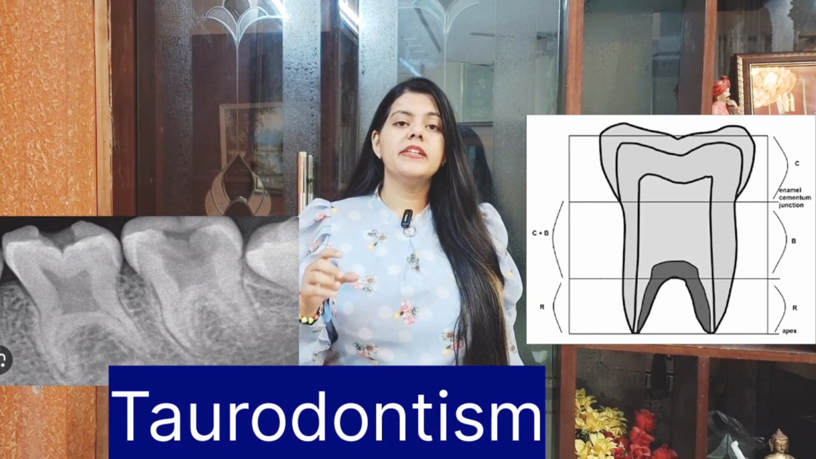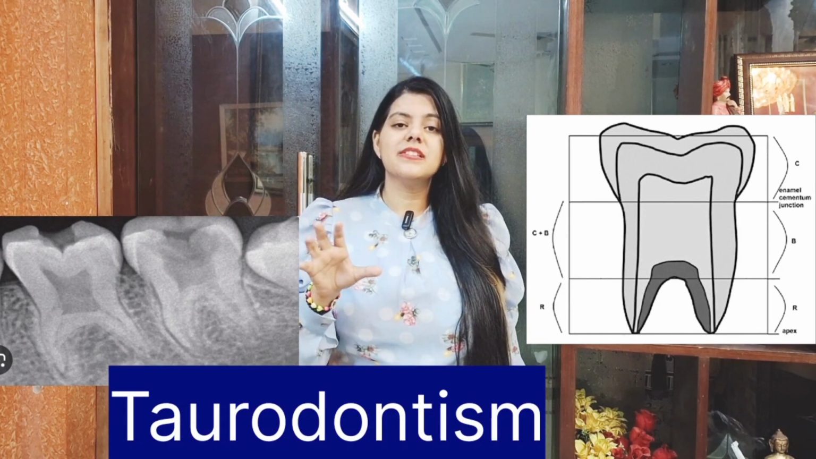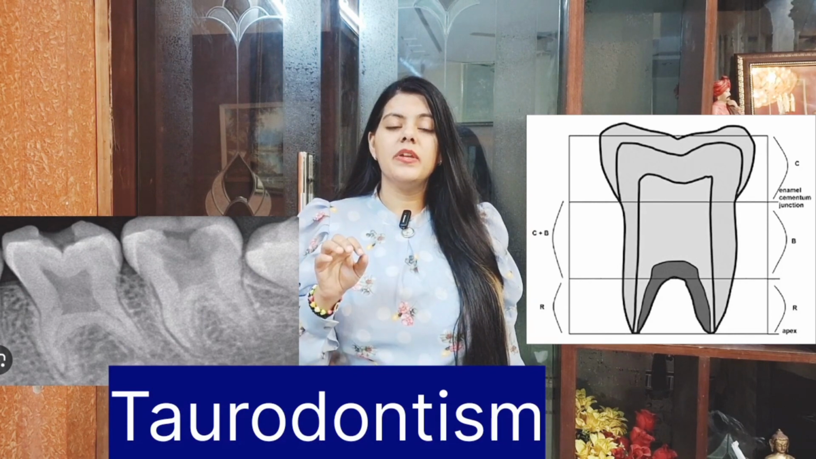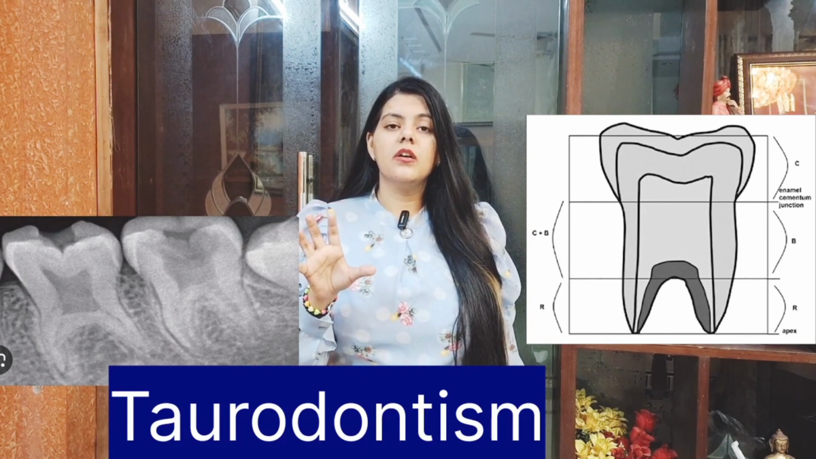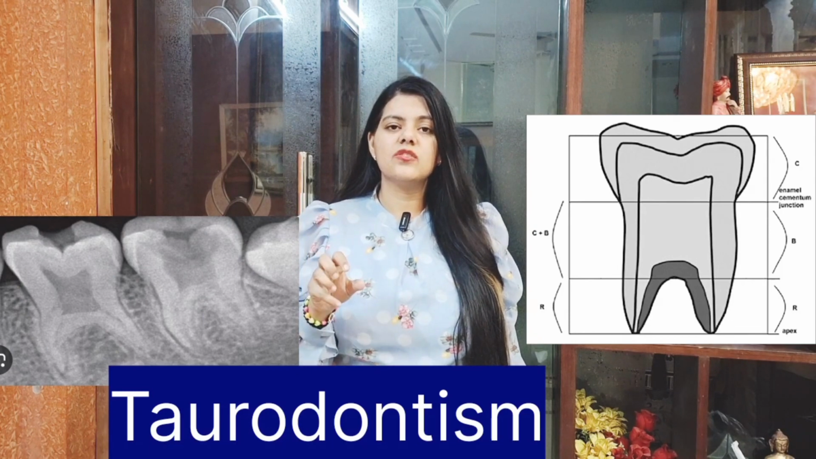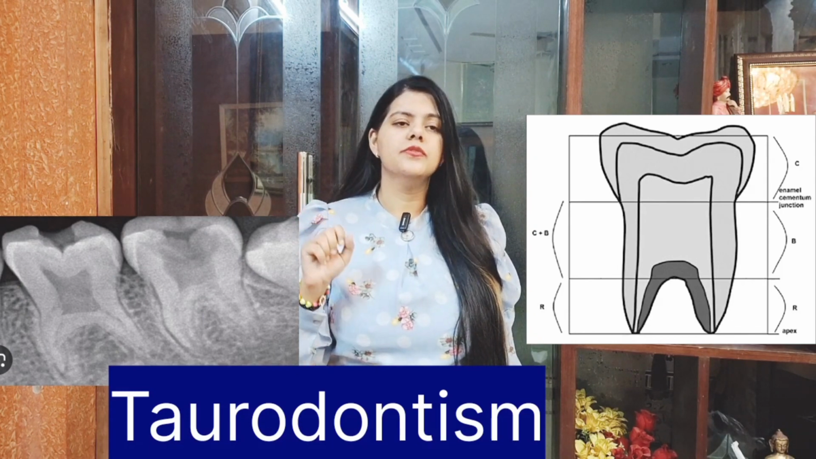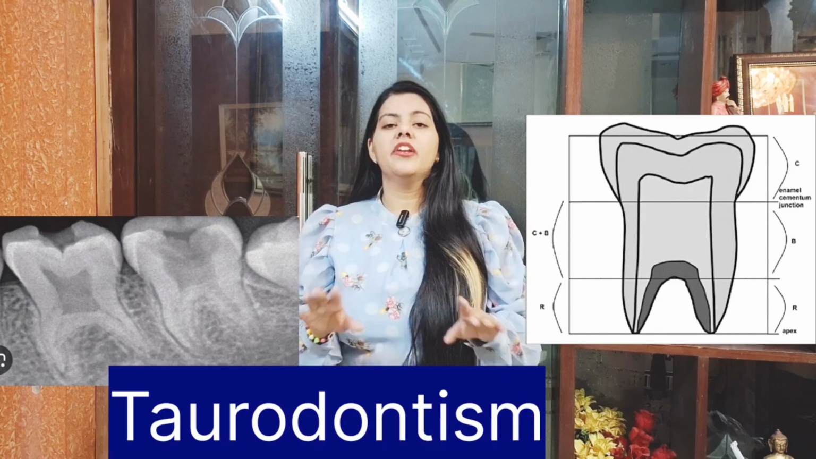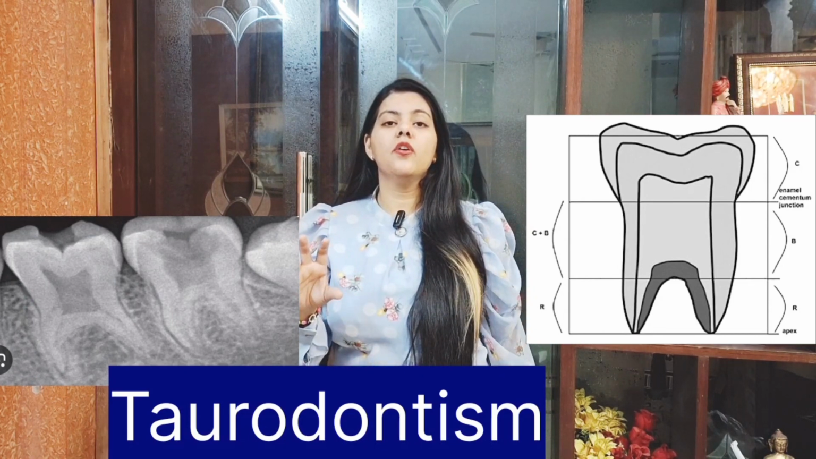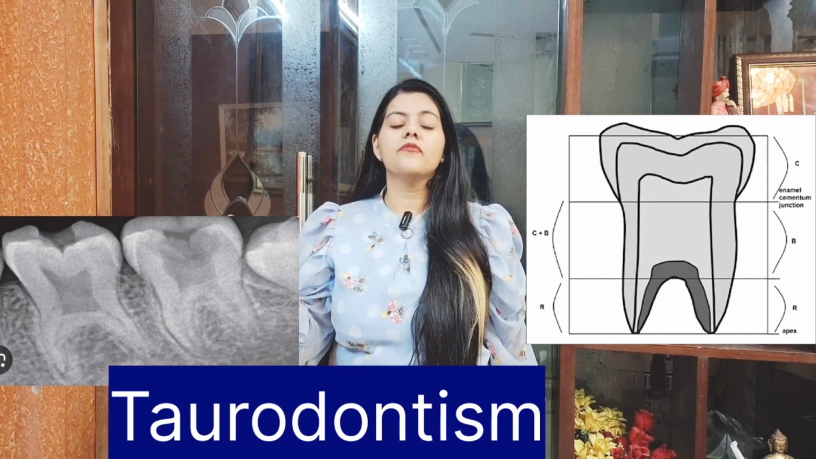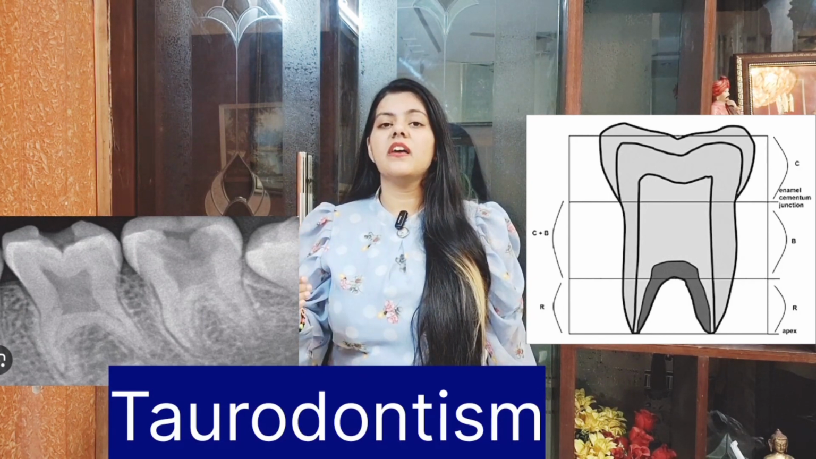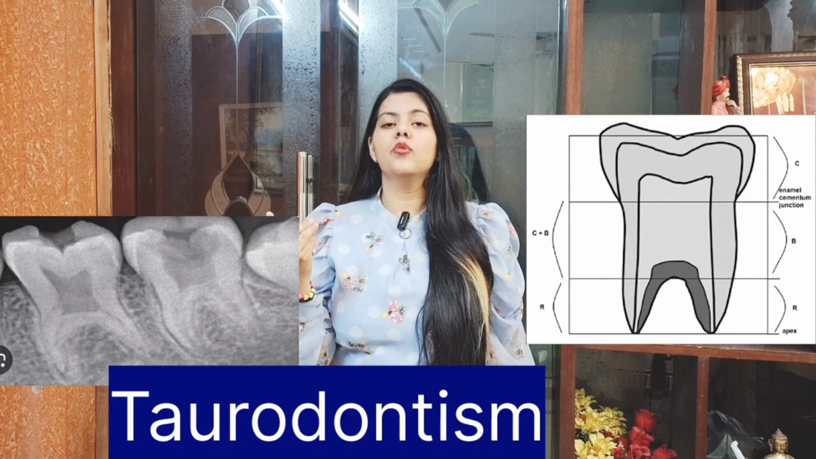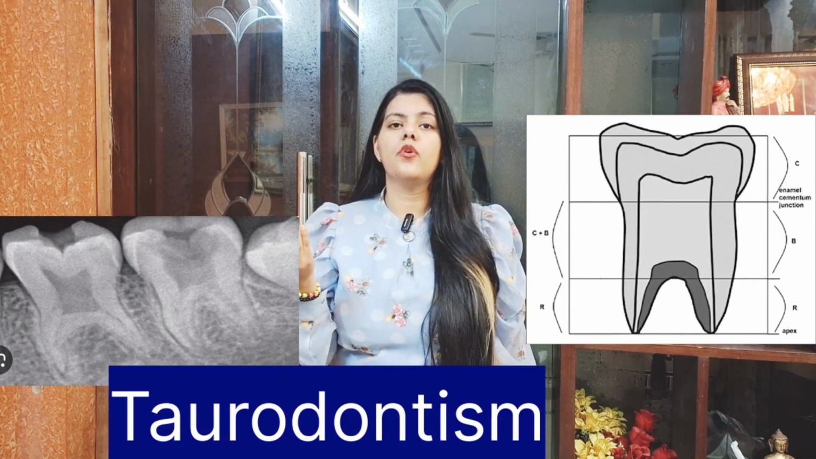Clinically, the third point is that the apico-occlusal distance, or the apico-occlusal measurement, is increased in the case of a Taurodont tooth. Diagnosis made on the radiograph depends upon the degree of apical displacement of the roots. On the basis of that, Taurodontism is classified into three types: mild, moderate and severe Taurodontism.